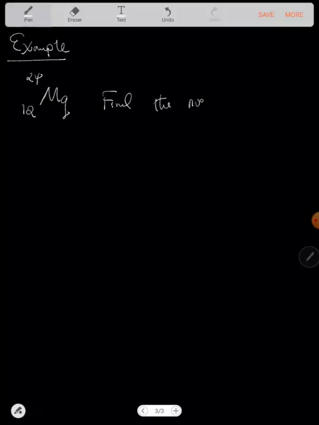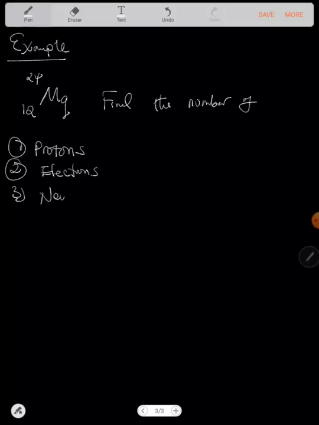So let's look at an example. If I have given you something like 24, I put 12 here, and I say find the number of 1, protons, 2, electrons, 3, neutrons. How are we going to find this? Let's see how we can find.